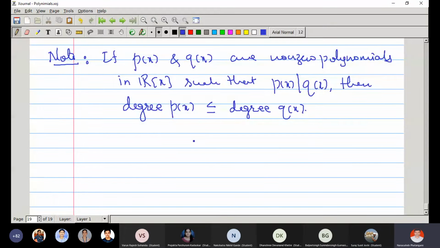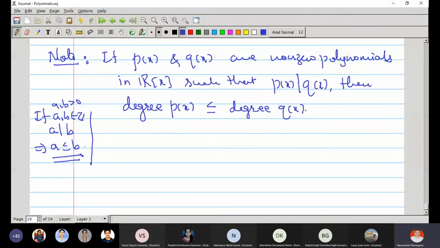So the same thing is true for integers. If a and b are non-zero integers and a divides b, then a is less than or equal to b. Basically, assume that a and b are positive integers. For negative, you can use the absolute value sign. But if a and b are positive integers and a divides b, then a must be less than or equal to b. This is exactly the same as the degree here. Do you compare these two things? What happens in integers and what happens in polynomials?